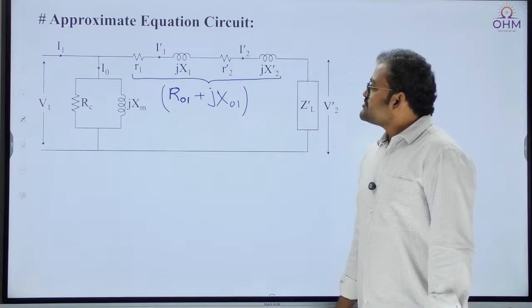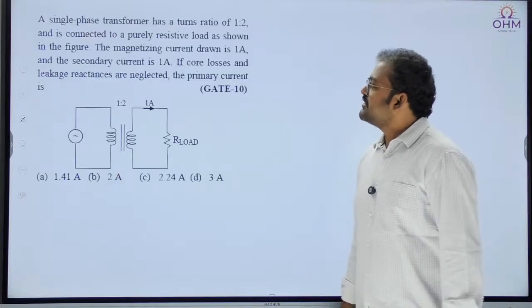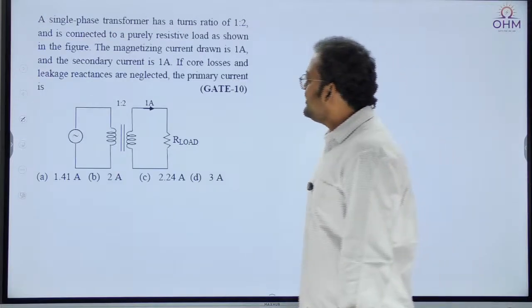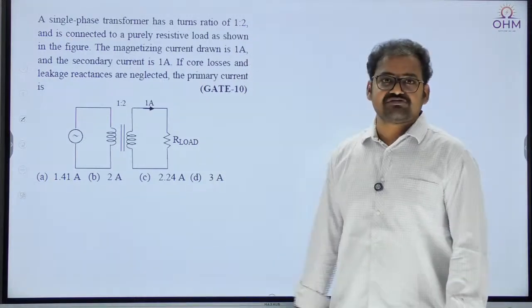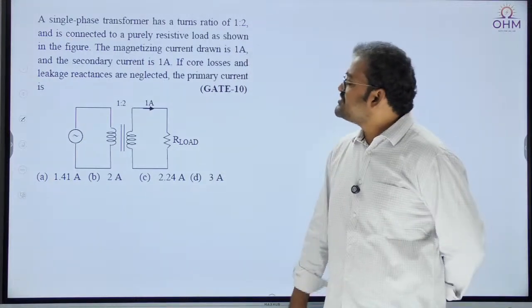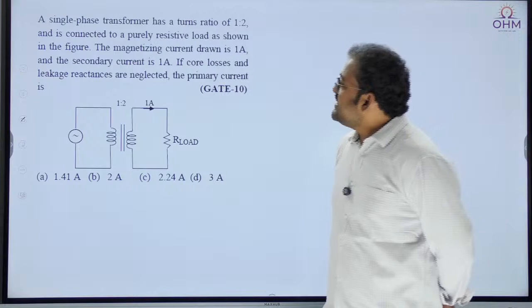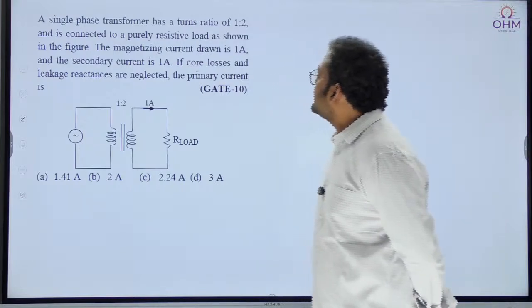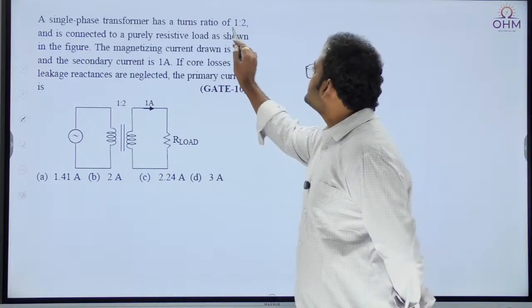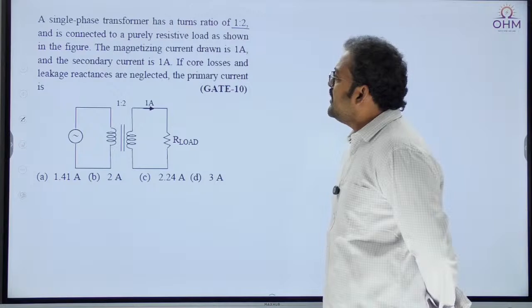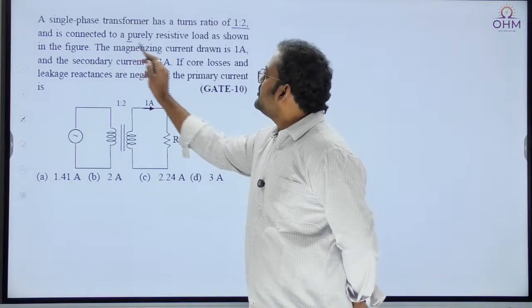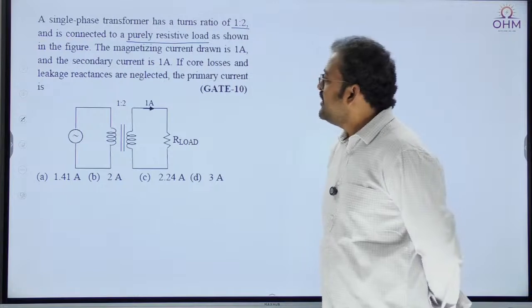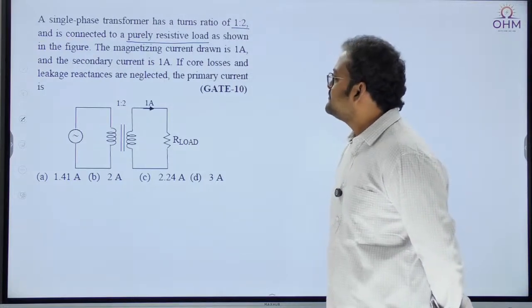Okay. So the circuit becomes more simple. Clear? Now we will try to answer one question related to this transferring of parameters from one side to another side. You see this question. A single phase transformer has a turns ratio 1:2, and it is connected to a purely resistive load as shown in the figure.